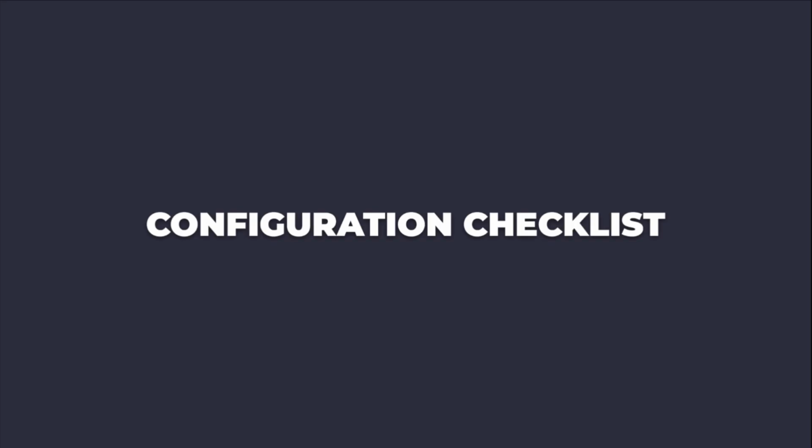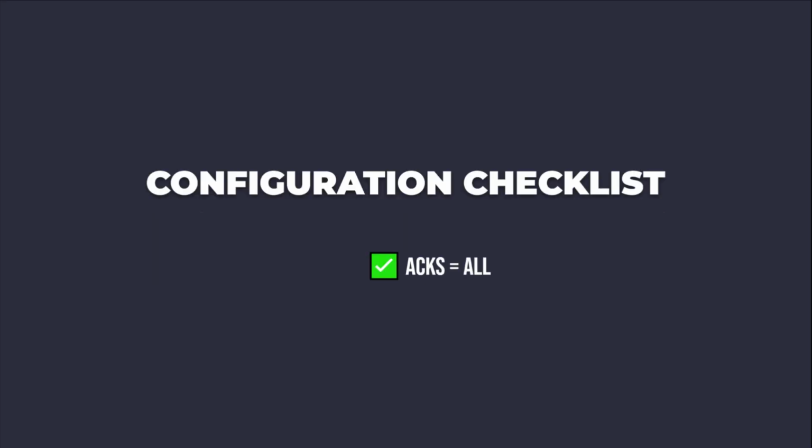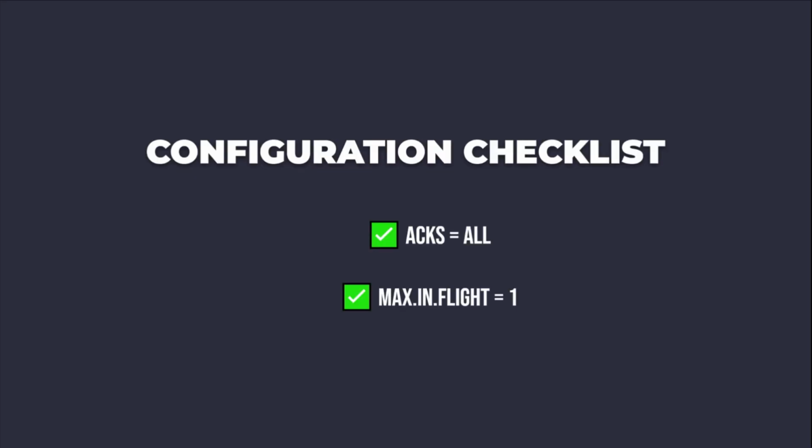To finalize strict ordering implementation, verify 3 critical configurations. First, ensure the producer configuration acks is set to all, guaranteeing the broker confirms the write before acknowledging success, preventing data loss that could lead to reordering upon recovery.